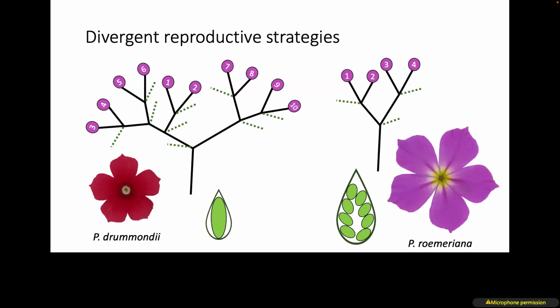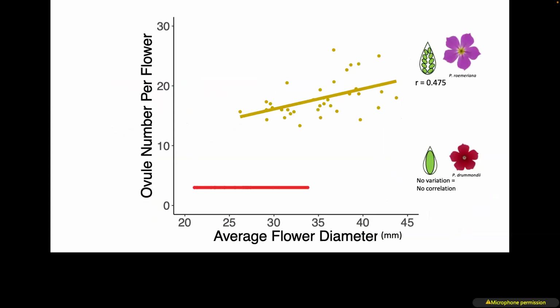I'll be using, again, these schematics for the rest of the talk, just for simplicity. What this looks like if we're thinking about the relationship between flower size and ovule number within these two species is that there's no relationship between flower size and ovule number in drummondii because there's no variation in ovule packaging. We do see a positive association between ovule number and flower size within roemeriana. And we'll revisit this figure later when we talk about hybrids between these two.